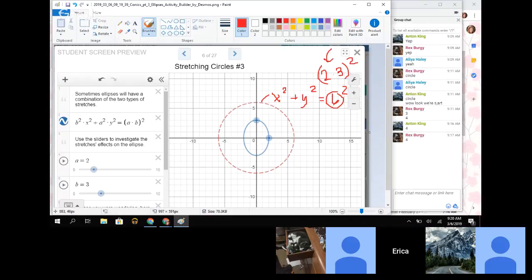But in order to stretch in the x-axis, I'm going to multiply my y by 2 squared. So you get 2 squared y squared. And I'm going to multiply my x by 3 squared. So I get 3 squared x squared equals 6 squared. And then if I do this, then my circle becomes this blue ellipse.